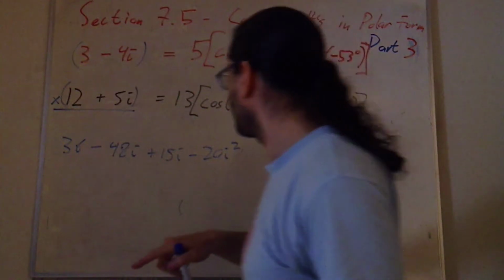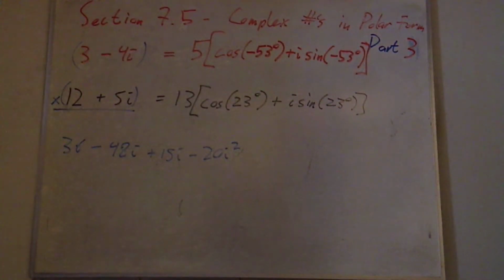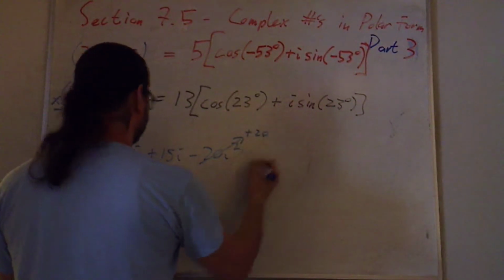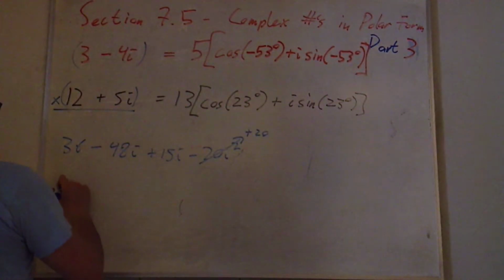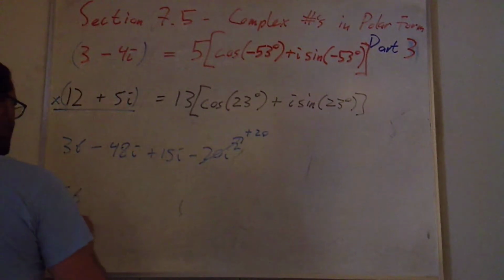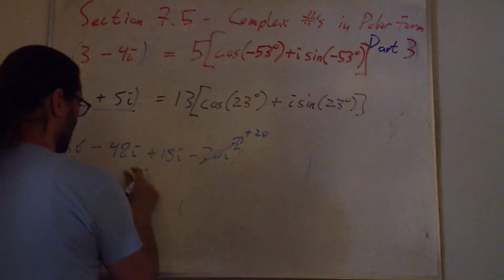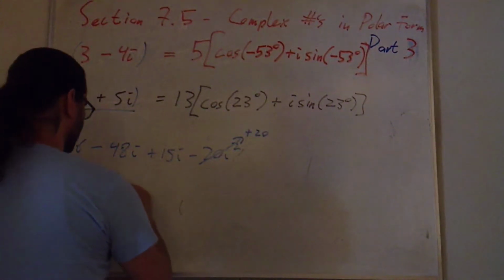Okay. So now I need to do some conversions. Negative 20i squared is positive 20. Positive 20 plus 36 should give me 56. And this should give me negative 33i.